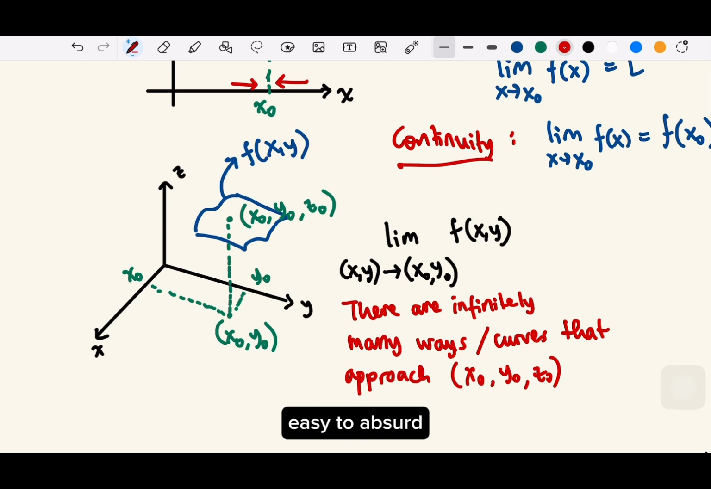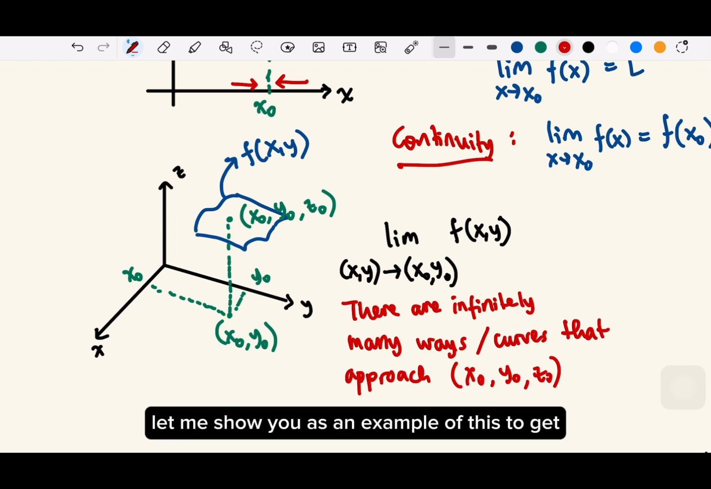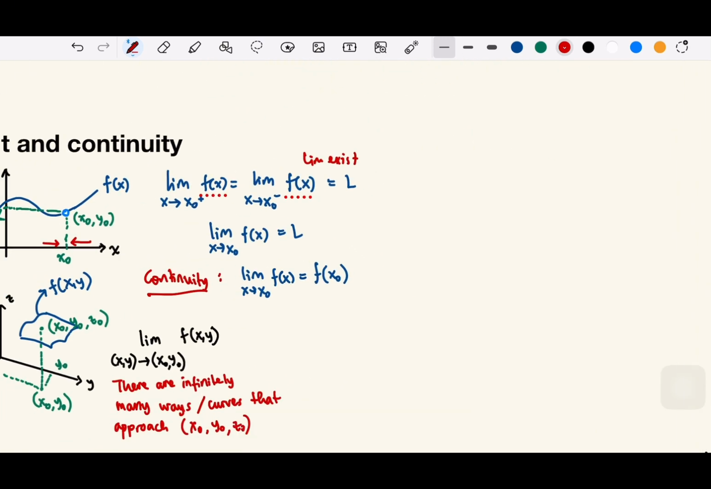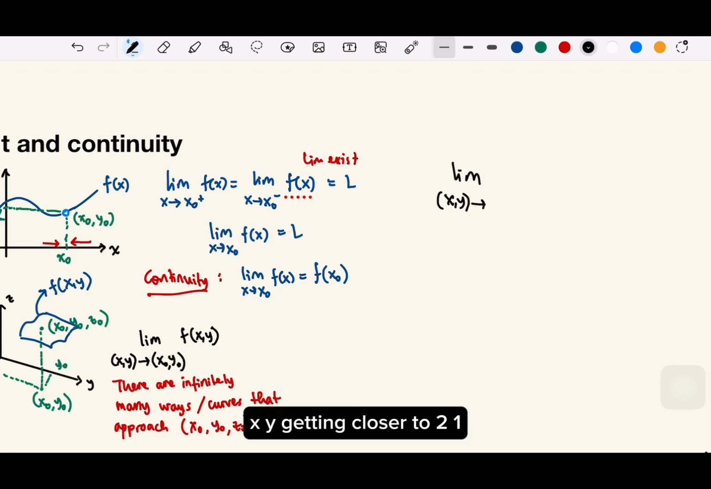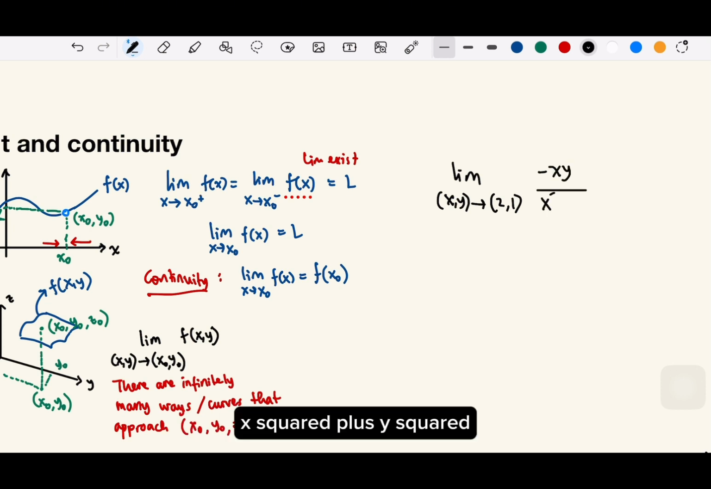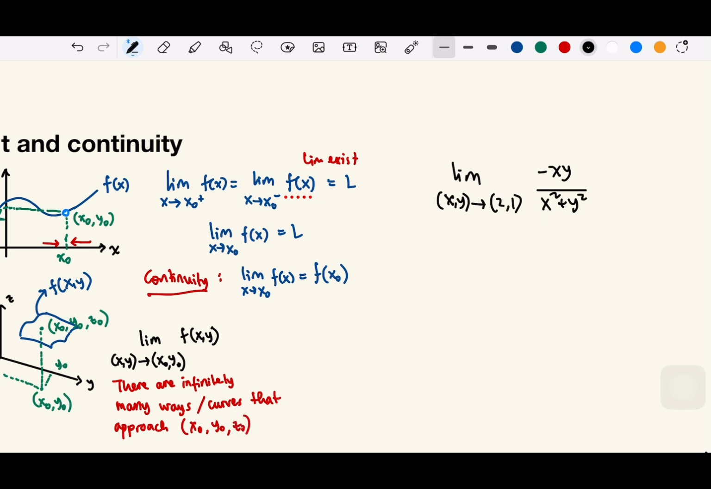Okay. Let me show you an example so that you can get some understanding. So for example, if I have the limit as xy gets closer to 2, 1, let's say the function is negative xy over x squared plus y squared. Okay.